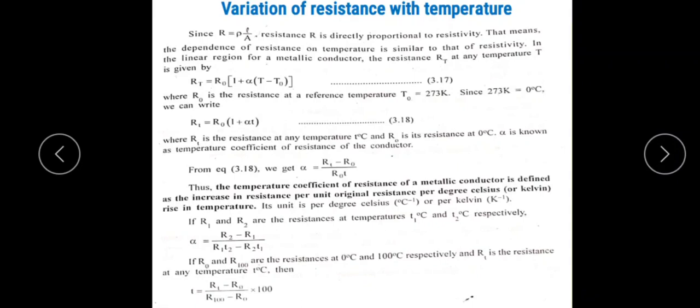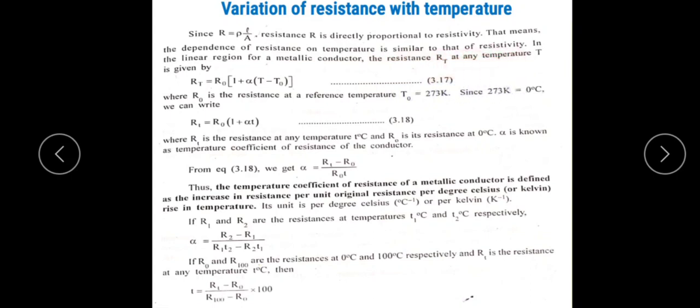The next concept is the variation of resistance with temperature. Since we know the resistance formula, R is equal to rho L divided by A, the resistance R is directly proportional to resistivity rho. If L and A are considered constant, then R is proportional to rho, that is, resistance is directly proportional to resistivity. That means the dependence of resistance on temperature is similar to that of resistivity.